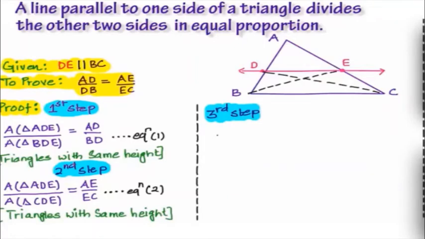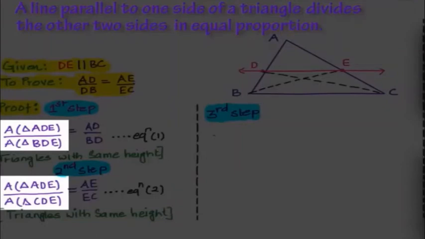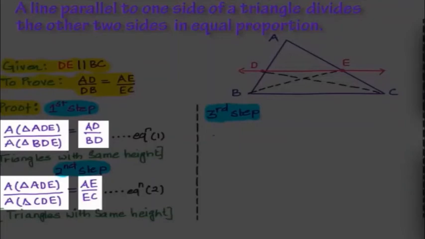Now the third and final step. As we can see, in both the equations we got AD upon BD and AE upon EC. We have to show that these two ratios are equal. So if we see the left hand side of equation 1, it is ADE upon BDE, and for equation 2, it is ADE upon CDE. So if we have to show that the right hand sides of the equations are equal, then we have to show that the left hand sides of the equations are also equal.